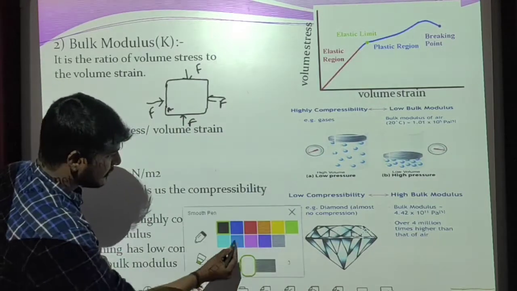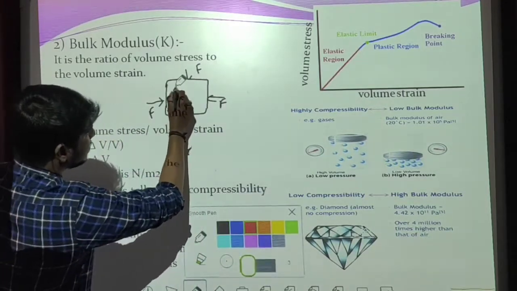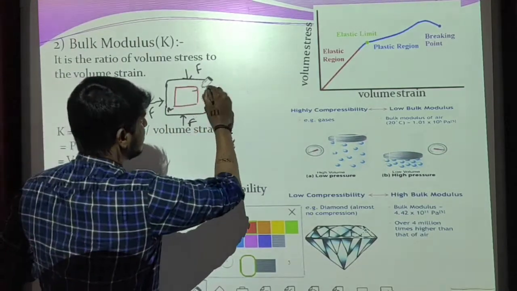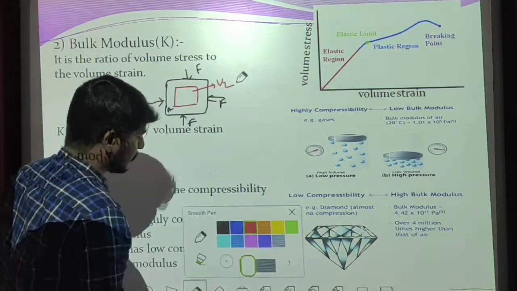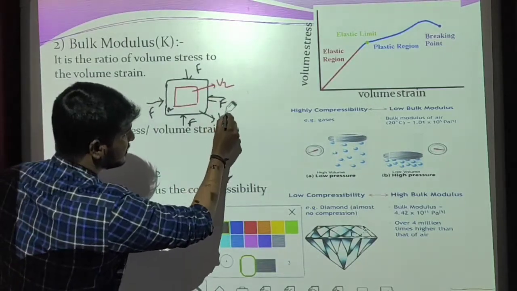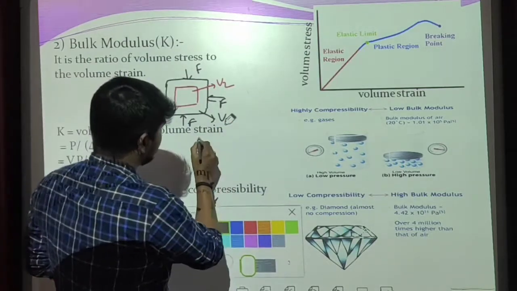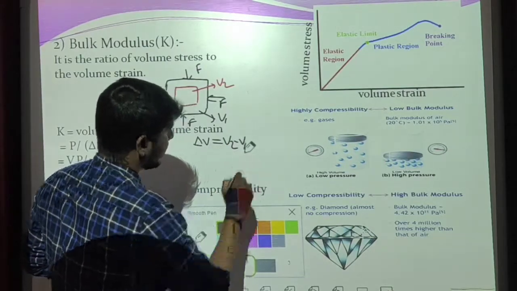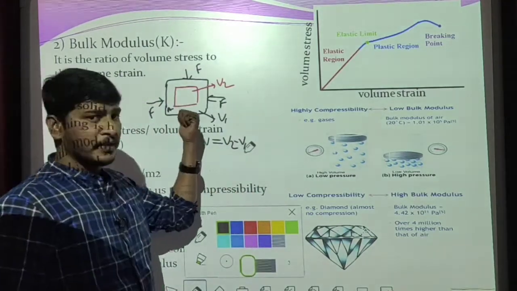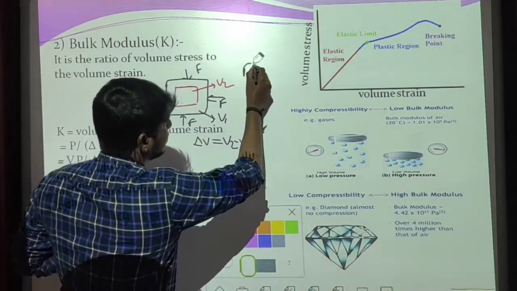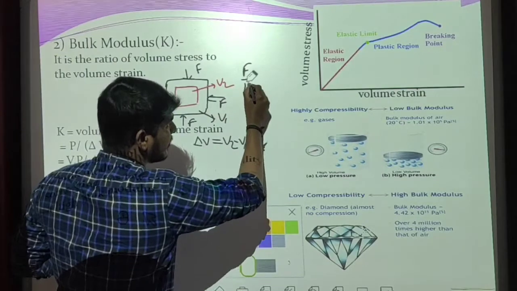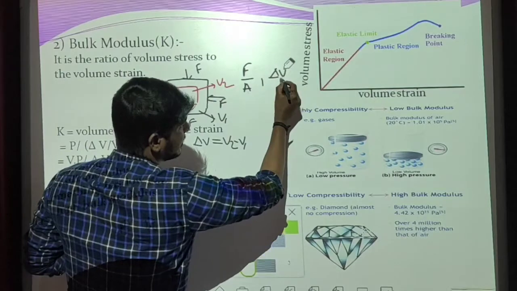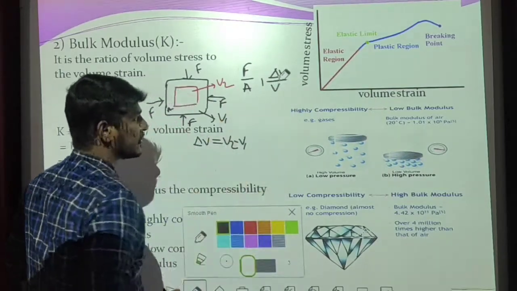That is, this is the change in volume after applying this deforming force. Let us suppose it is V2, and V1 is the initial volume, and change in volume, that is delta V, is given by V2 minus V1. And we know that stress is given by F by A, and strain is given by delta V, that is change in volume divided by original volume.